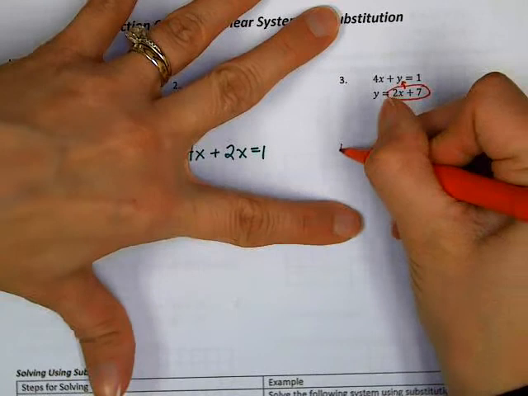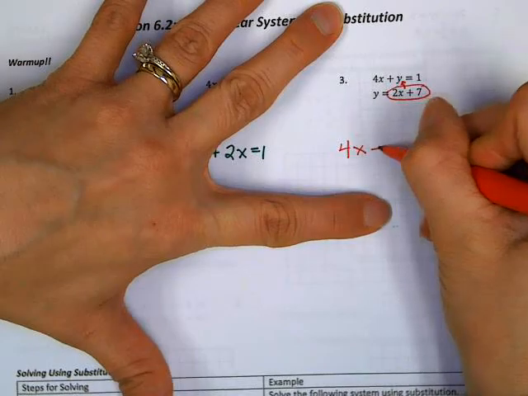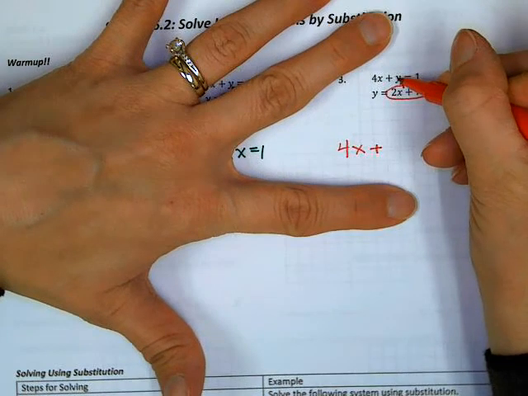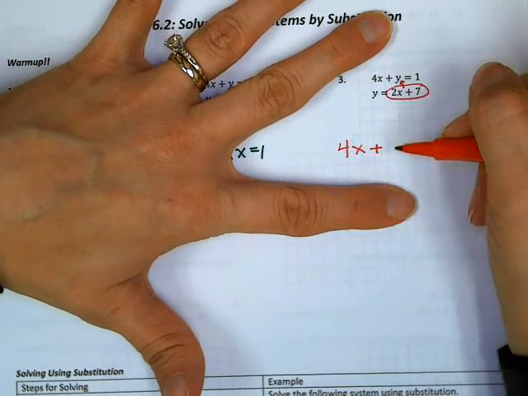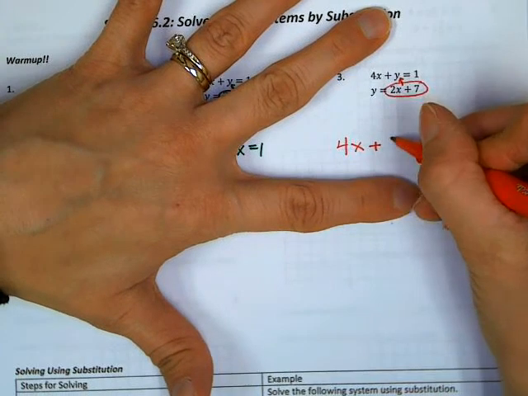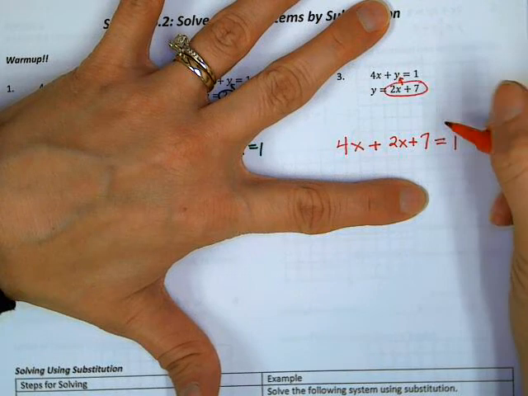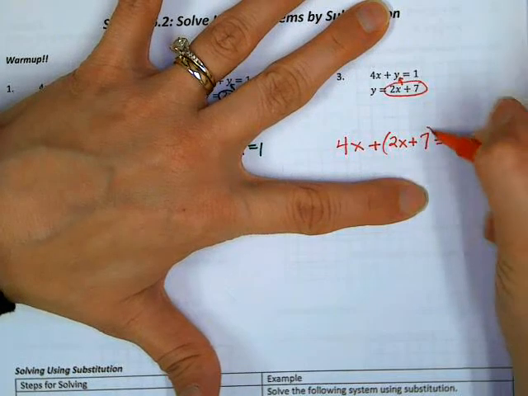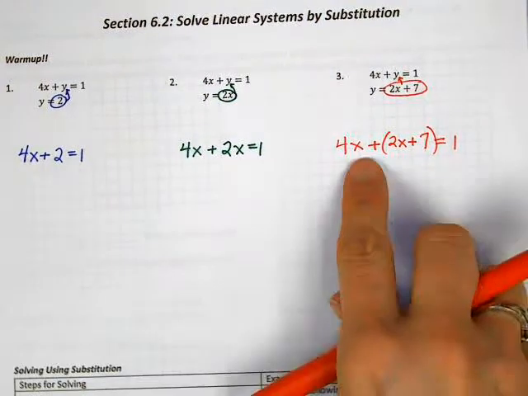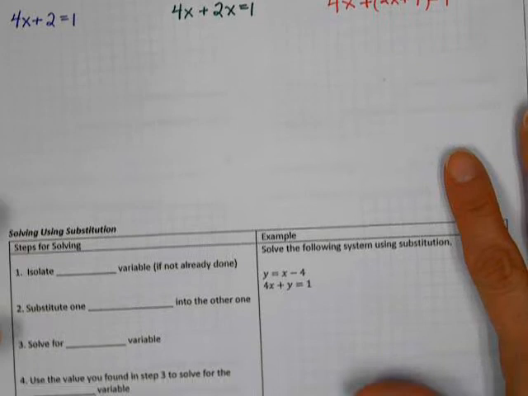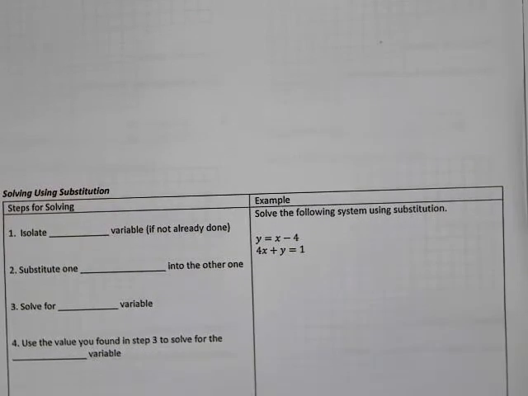Okay, so here we go. We've got 4x plus, this entire quantity is going in place of y. So y has to be removed. And what is equivalent to a y? 2x plus 7, which equals 1. Sometimes it's a good idea to put the entire quantity in parentheses, especially if there's a minus sign there. So that's what solving a system of equations with substitution means. Let's get ready with our steps here. How do you solve with substitution?